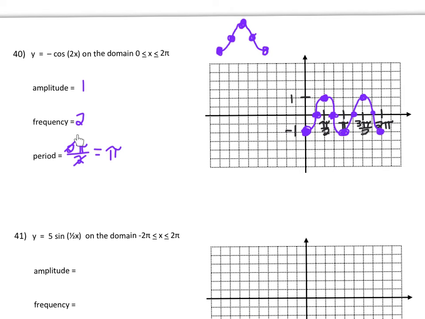So the frequency is 2. We fit 2 of them between 0 and 2 pi. The amplitude is 1, so it reaches a height of 1 and goes down to -1. And since the period is pi, once we hit pi, we will have completed 1 cycle. And again, do not forget to label your equation. Okay, on the test, if you forget to label, that's unfortunately a point off, so let's not forget to label.